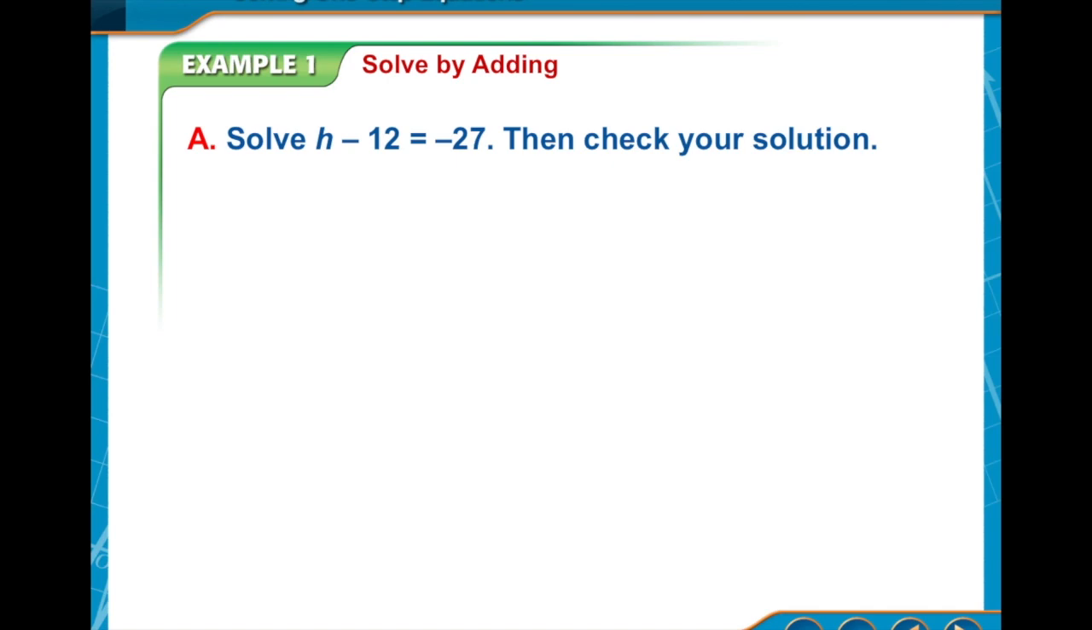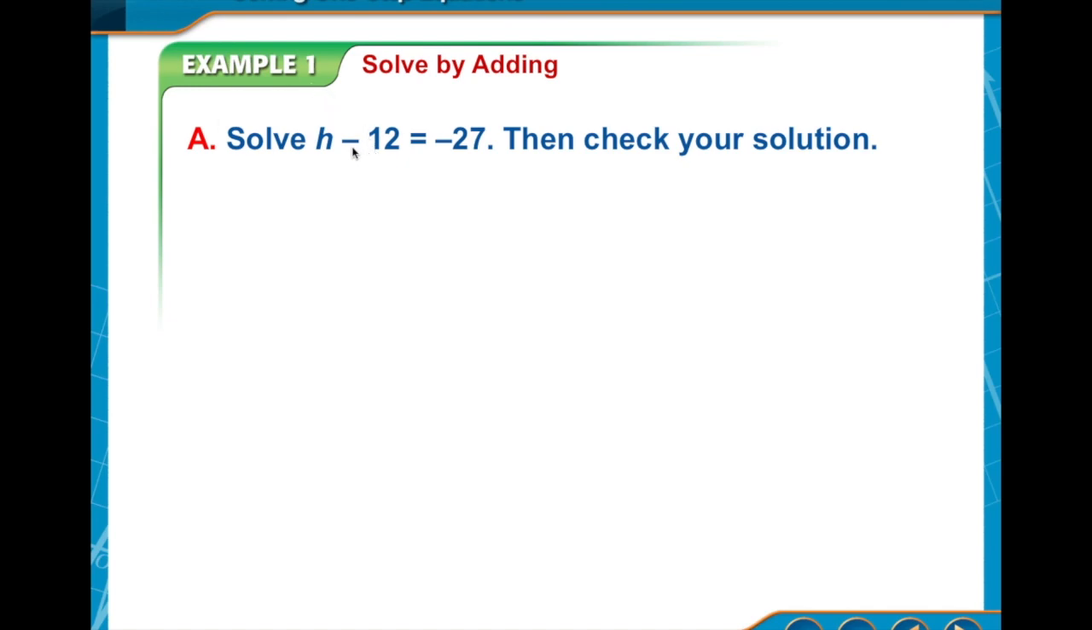So all the example 1 problems we're going to do will be using the addition property of equality. So 1a tells us to solve this equation here. We need to find a way to get h by itself, and then we can check our solution to see if we get the right thing. So these are supposed to be one-step equations. So in one step, we can get h by itself.